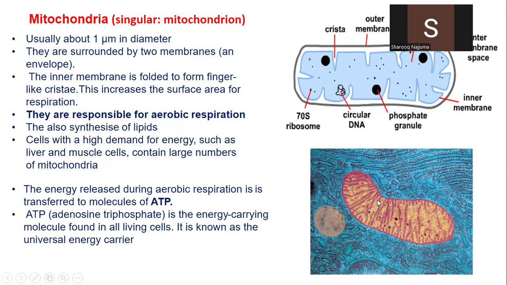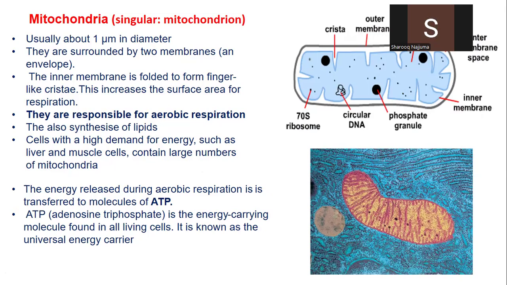So the process of respiration can occur in the matrix. The matrix is like the cytoplasm of the mitochondrion. And it can also occur on these extensions of the inner membrane, the foldings of the inner membrane on the cristae. So that is why the inner membrane is folded to simply provide a large surface area for the process of respiration. Apart from carrying out aerobic respiration, the mitochondrion also synthesizes lipids. It synthesizes fats, it synthesizes oils.